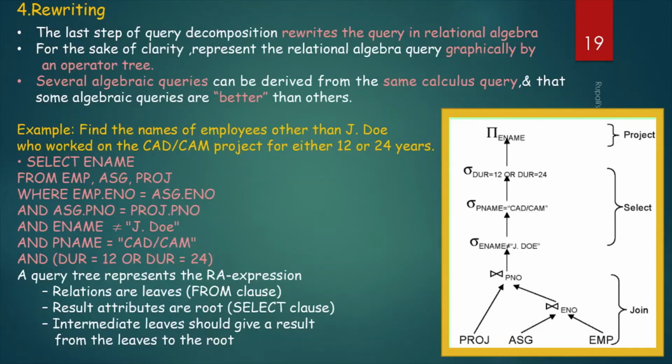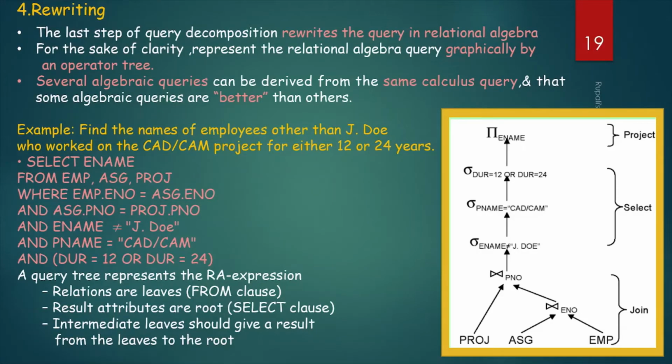And the last step of query decomposition is rewriting. Here, in the last step of query decomposition, we rewrite the query in relational algebra. For the sake of clarity, represent the relational algebra query graphically by an operator tree. So first we have to write the query in relational algebra, then we have to represent it graphically by an operator tree. There may be several operator trees, but there may be several calculus queries, but we have to choose the better ones. Take one example, then this will be more clear for you.